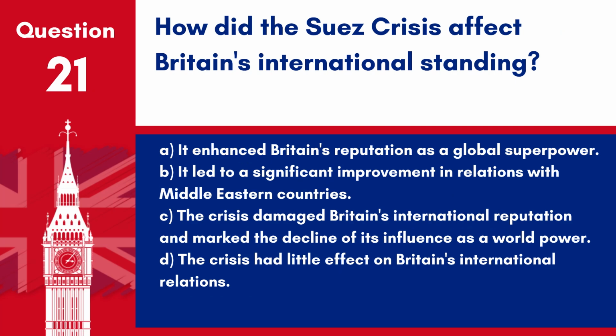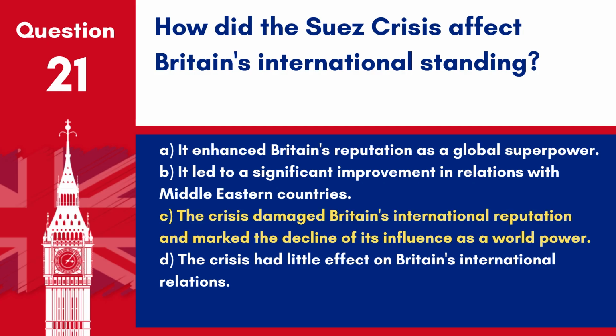Question 21. How did the Suez Crisis affect Britain's international standing? A. It enhanced Britain's reputation as a global superpower. B. It led to a significant improvement in relations with Middle Eastern countries. C. The crisis damaged Britain's international reputation and marked the decline of its influence as a world power. D. The crisis had little effect on Britain's international relations.